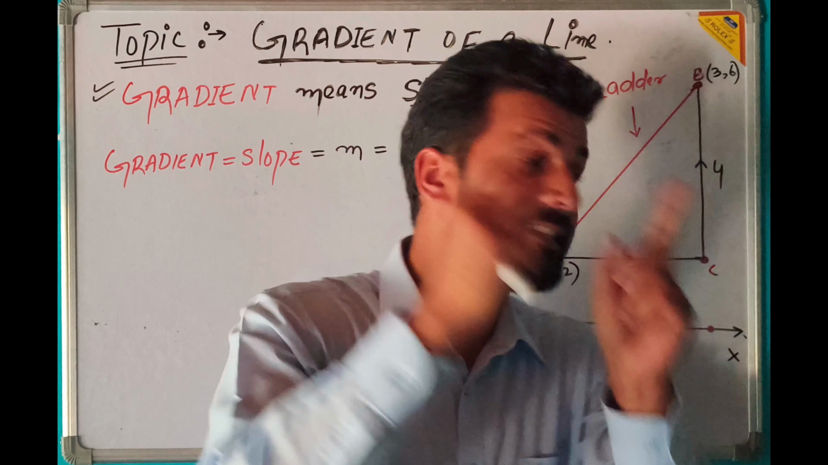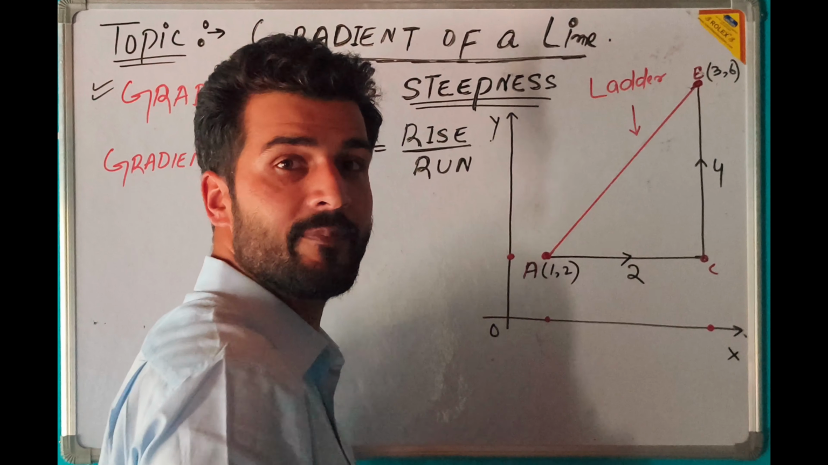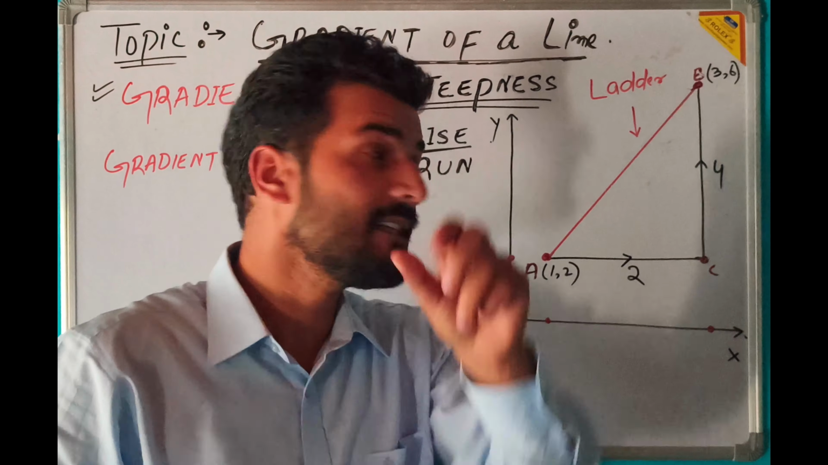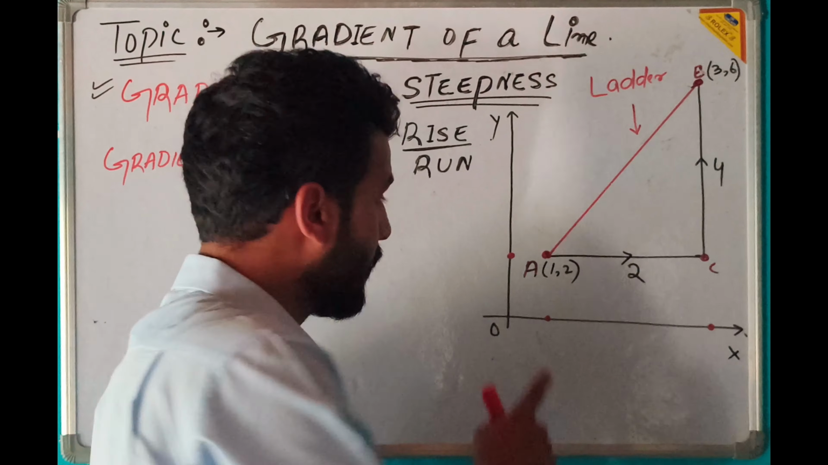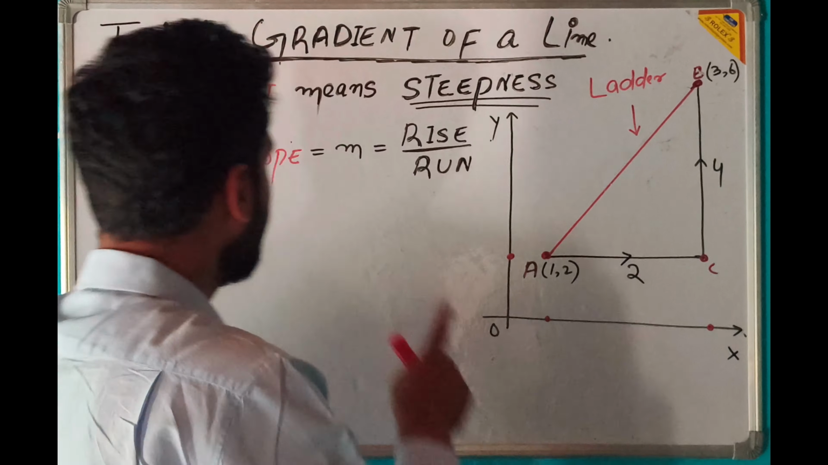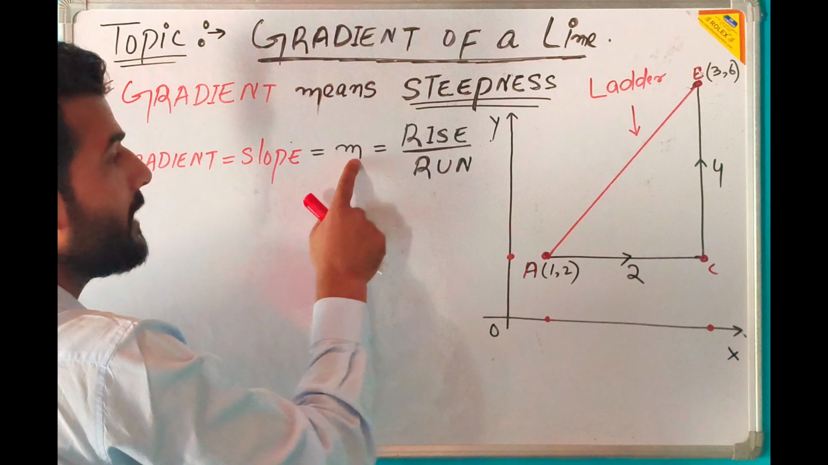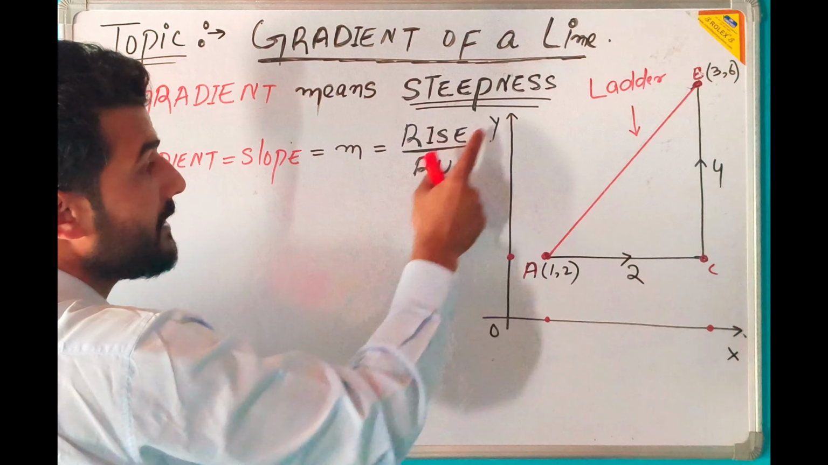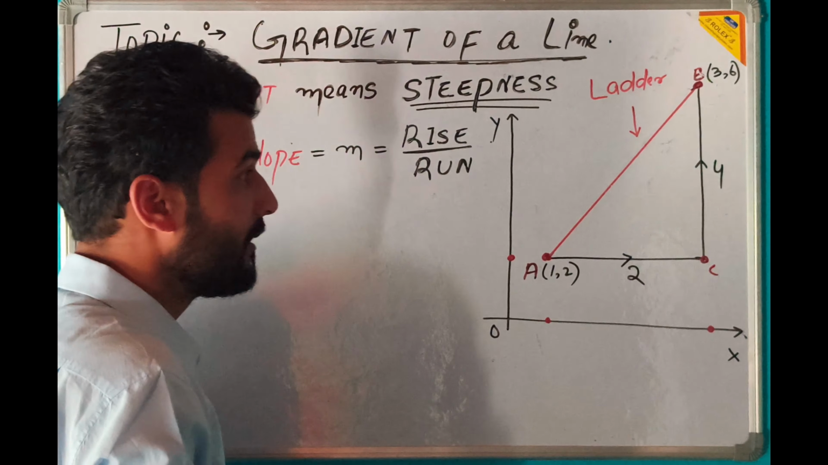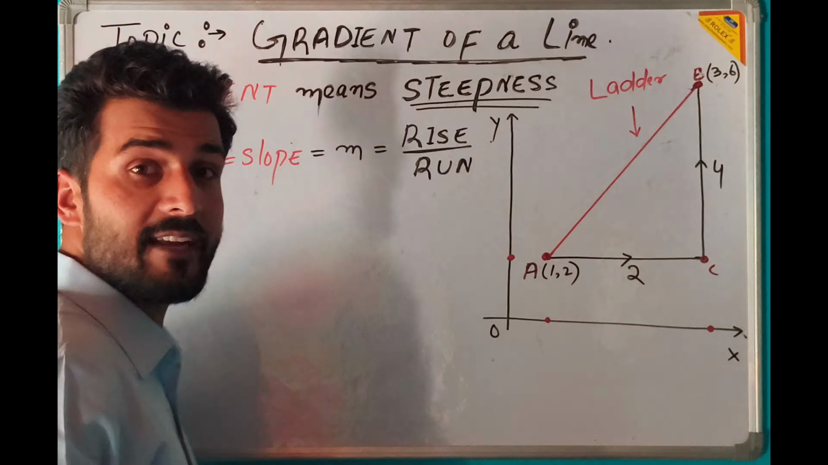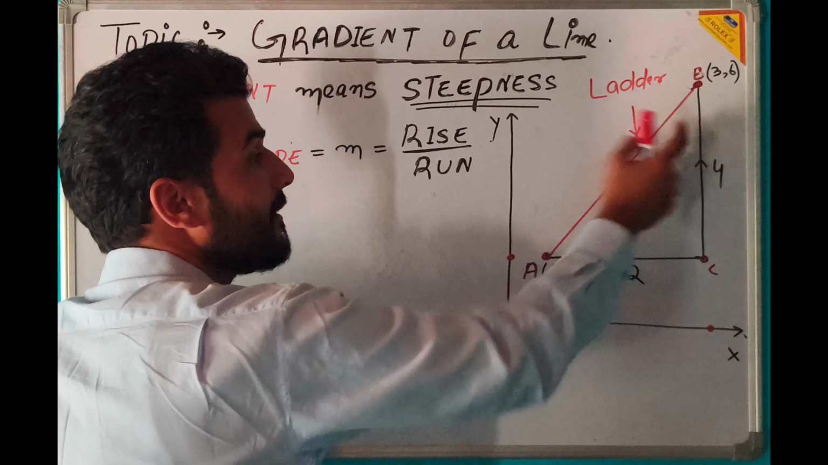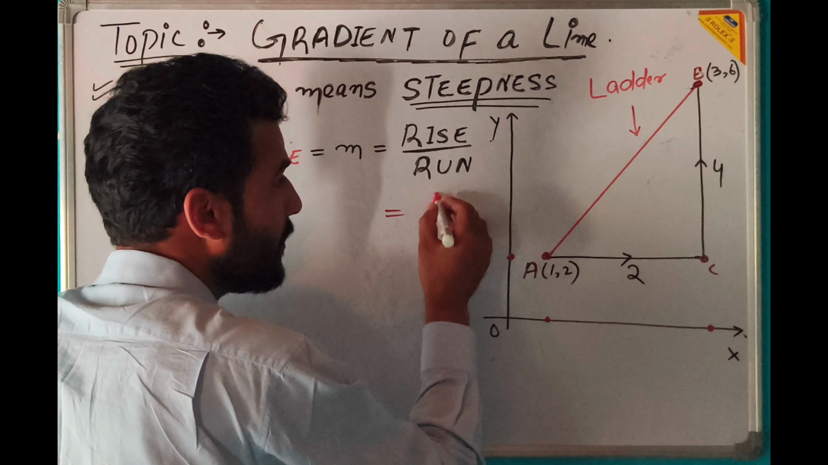So how can we find the steepness of this ladder AB? We can find the steepness, the gradient of this ladder AB from point A to B. By which formula in mathematics? It is gradient equals slope, which is represented by m, which is rise over run. From rise, what do we mean? From rise, we mean the distance traveled by this ladder along the y-axis. What is that? It is 4 units.